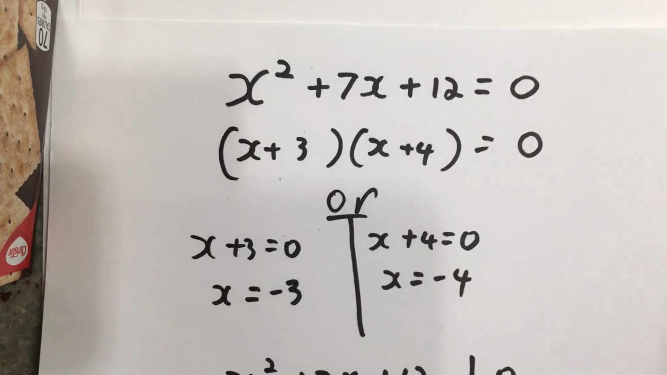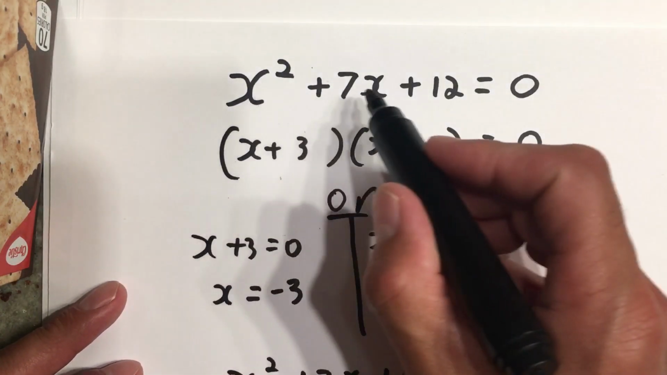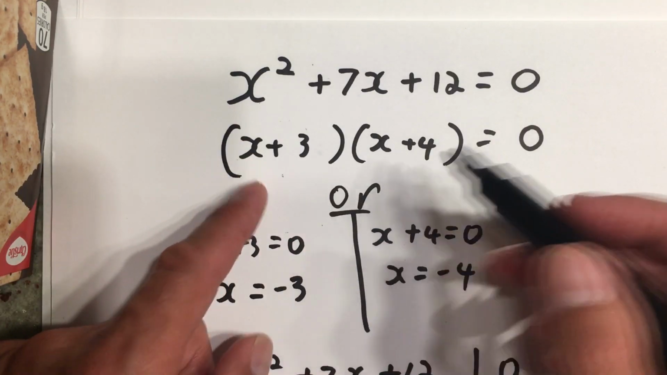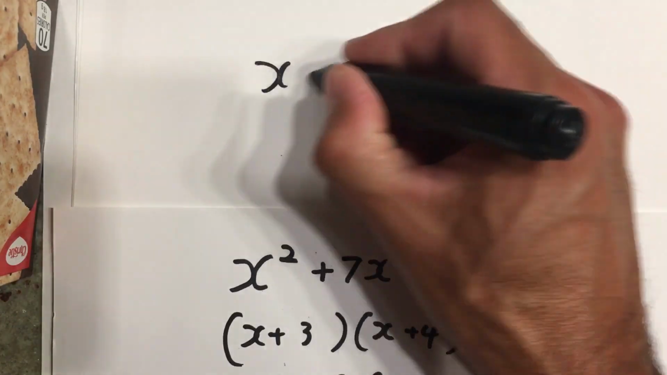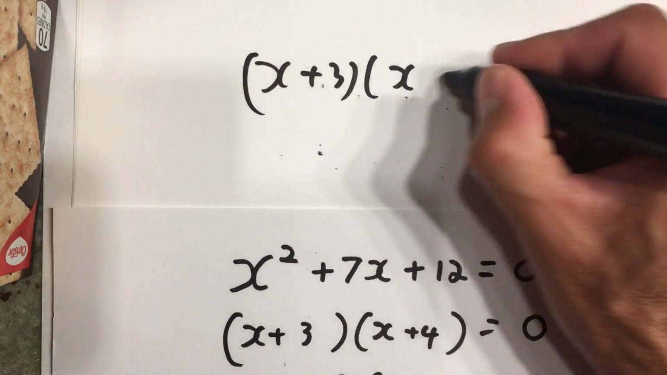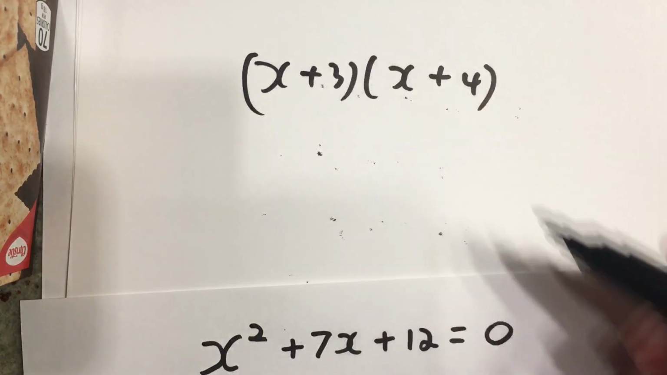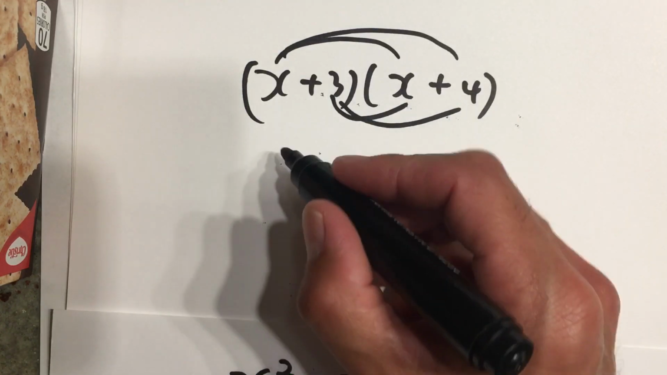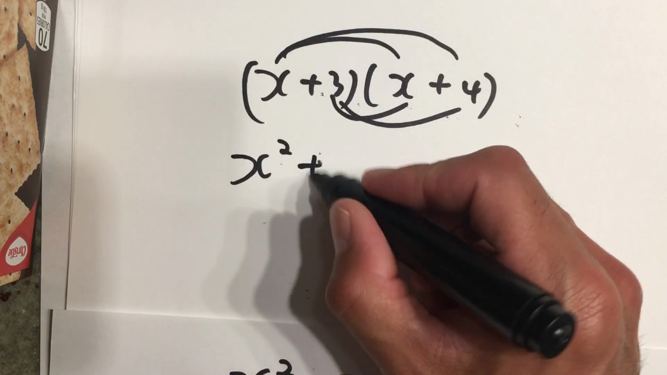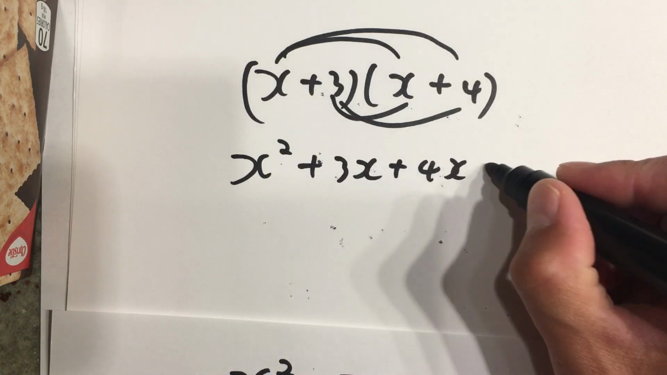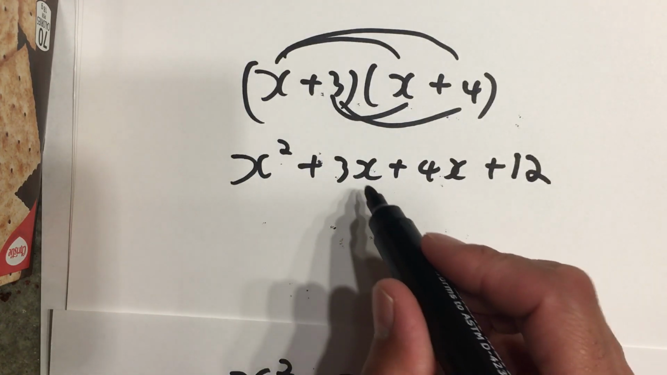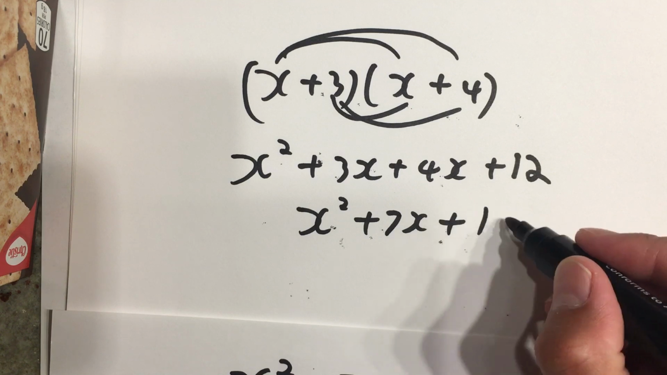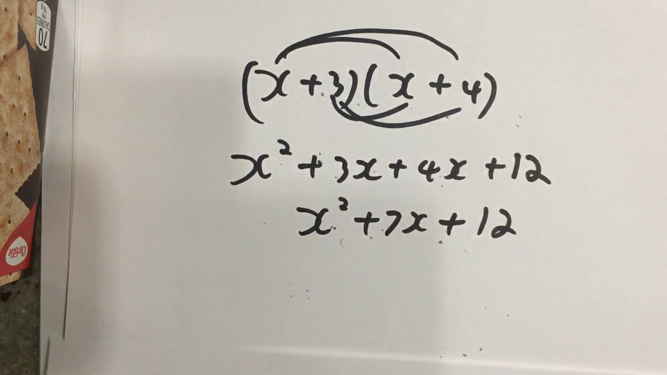All right, so remember the original question. I've got x squared plus 7x plus 12, and I said that's equal to x plus 3 times x plus 4. And I'm going to show you why that's true. If I take x plus 3 and I multiply it by x plus 4, I must multiply each term in the first bracket by each term in the second bracket. So that gives me x times x, which is x squared, plus 3x plus 4x plus 12. 3x plus 4x is 7x, so this is x squared plus 7x plus 12. And all the ones I factored, you could expand out this way.